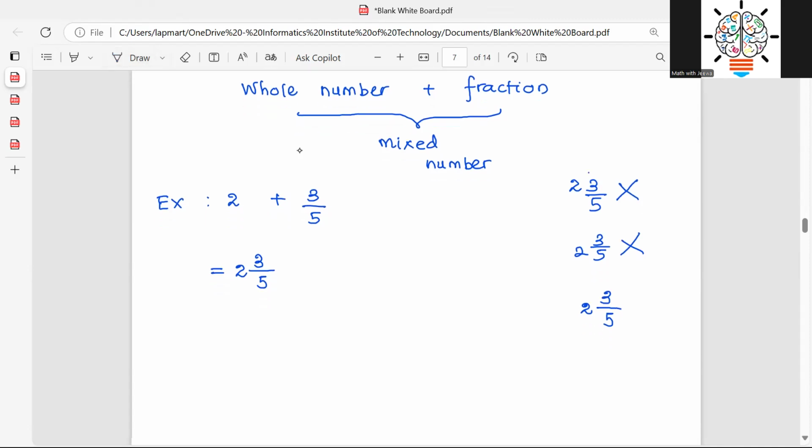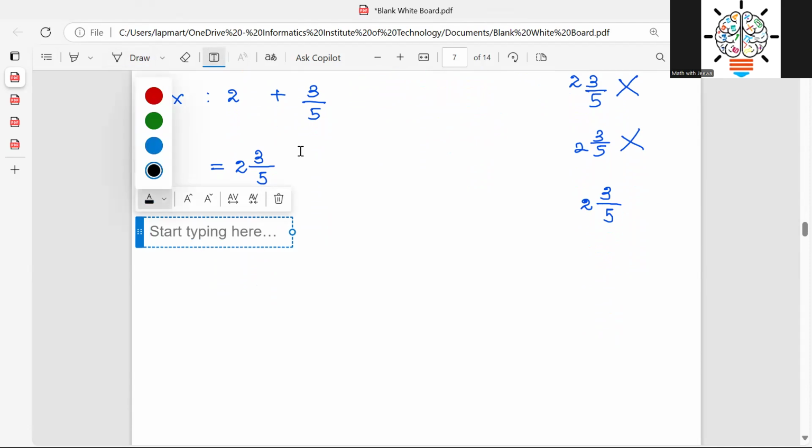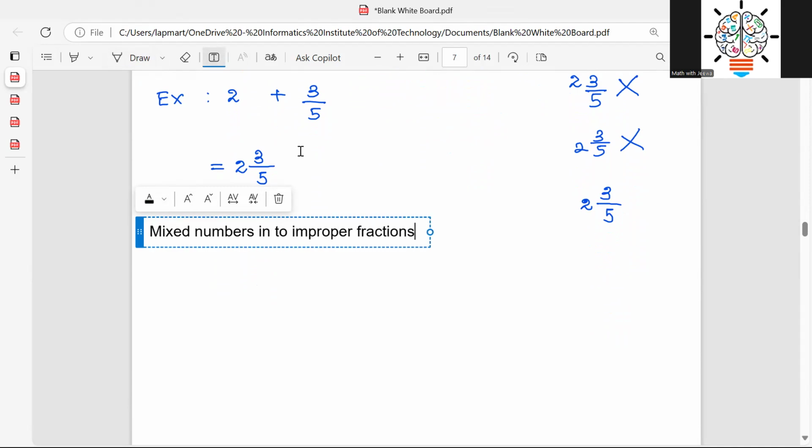Now let's see how we can convert the mixed numbers into fractions, so the improper fraction. And then we'll discuss how we can convert the improper fraction into mixed numbers, right? So then the next subtopic we'll write. What is the next subtopic? The mixed numbers into improper fractions, right? So how are we going to do this, children?